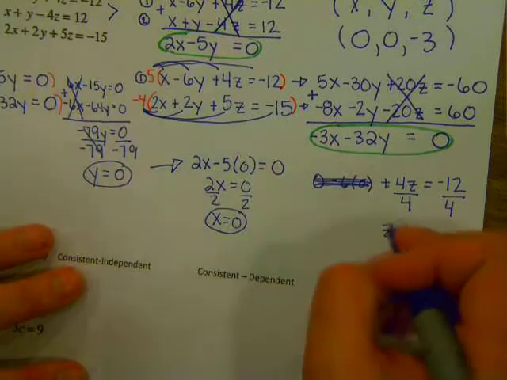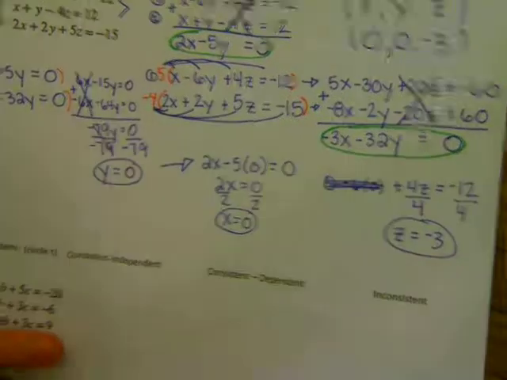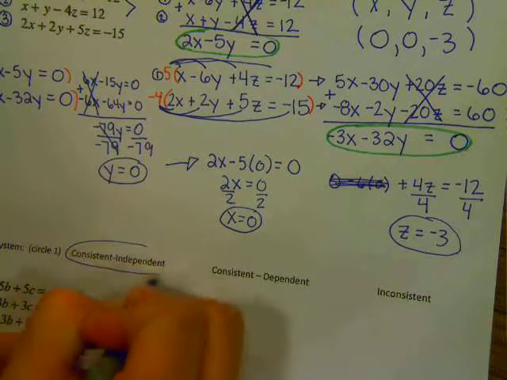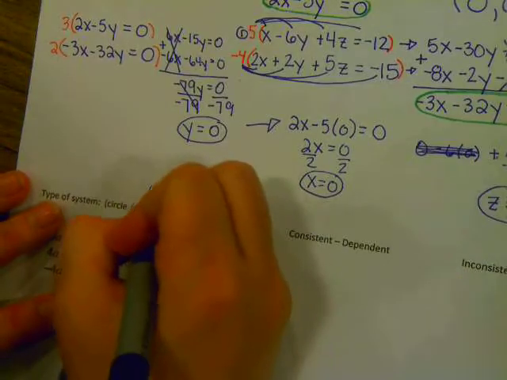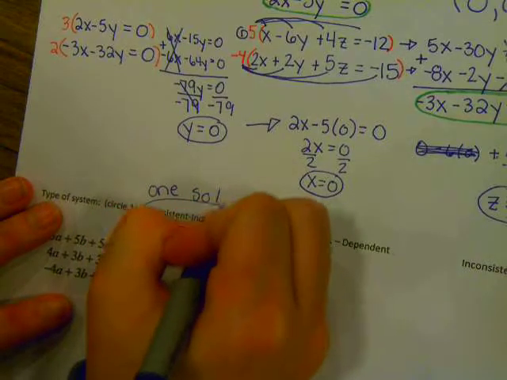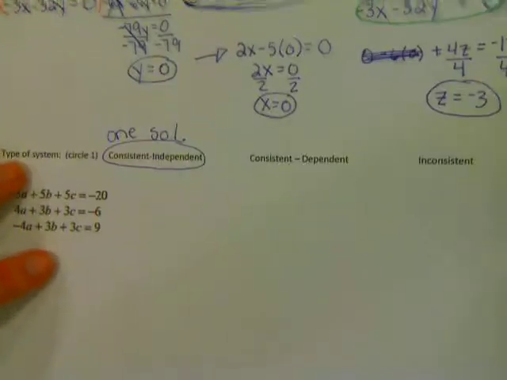So in this case, what type of system is it? I'm going to circle consistent independent. Remember, that is the one solution. Consistent independent.